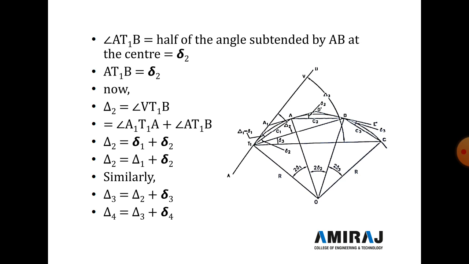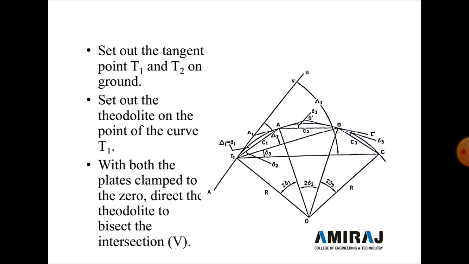Now, in the last slide we discussed that delta 1 is equal to delta 1, already seen in the figure. So put the value of delta 1 here. So delta 2 is equal to delta 1 plus delta 2. Similarly, delta 3 and delta 4 we can easily write down here, up to delta n.